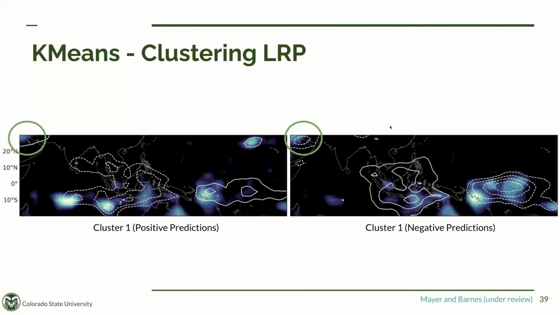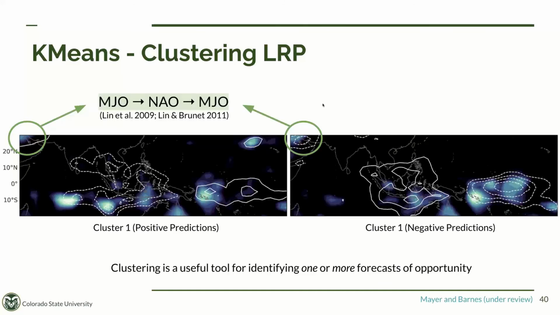So you may have noticed that there's also this hotspot region that's in the corner of this map. So we're thinking that this may be associated with the connection between the MJO and NAO, the North Atlantic Oscillation, and then the North Atlantic Oscillation's role in possibly initiating MJO events. And this could be the signal occurring within our model. So clustering can be a useful tool for identifying one or more of these forecasts of opportunity.